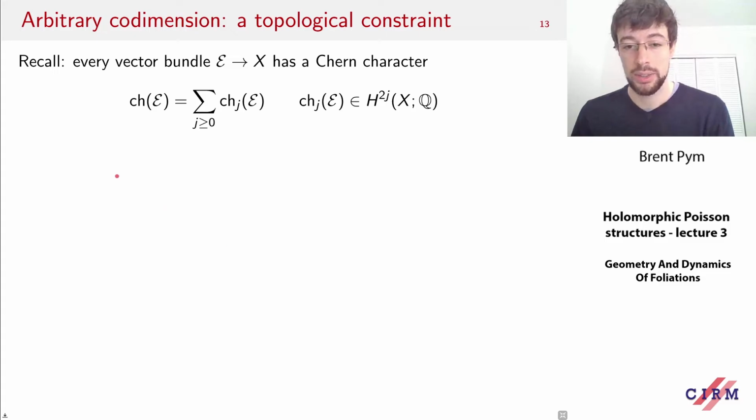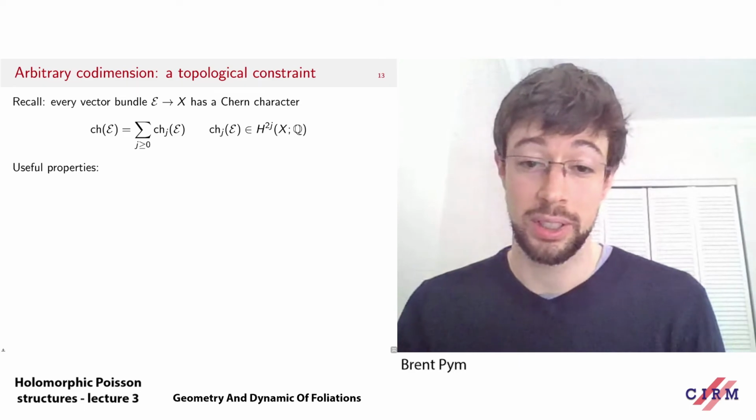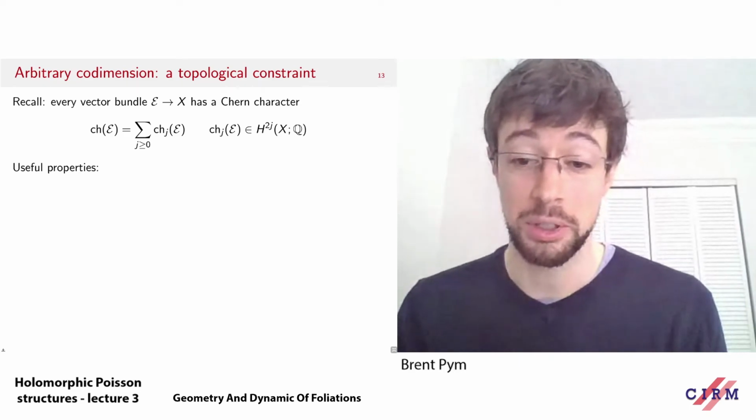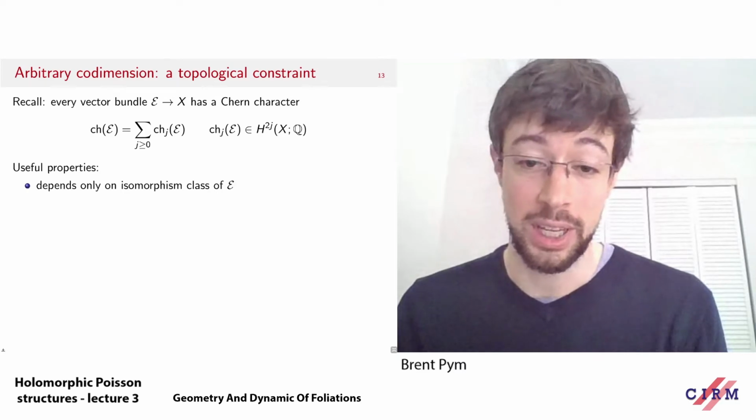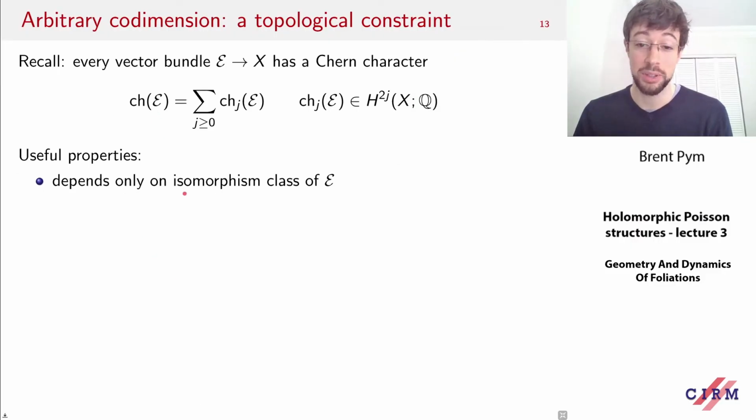So let's recall that every complex vector bundle on a manifold has an associated cohomology class called its Chern character. This is a cohomology class of mixed degree. The Chern character of E is a sum of ch_j, where ch_j is a class of degree 2j in the rational cohomology. If you're not familiar with this, it's okay. Let me just give you some useful properties of the Chern character. The first thing is that the Chern character of a vector bundle depends only on the isomorphism class of the vector bundle. So if you have two bundles which are isomorphic, then they have the same Chern character.